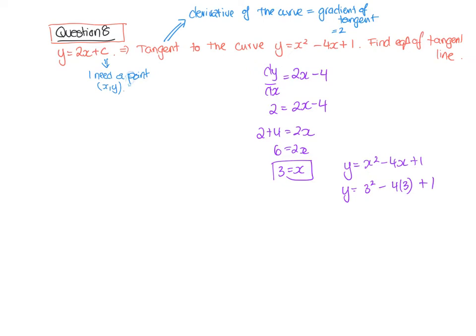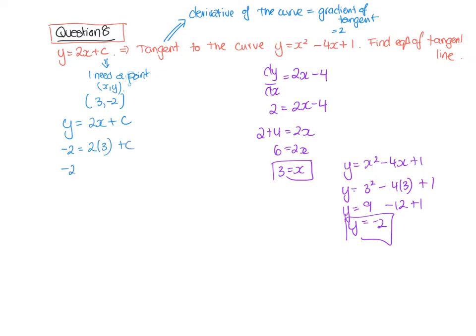So I end up with, what's that? That's 9 minus 12 plus 1. So y equals negative 2. So I now have this point over here. The point I have is 3 and negative 2. So into my tangent equation, y equals 2x plus c, I'm going to put those values so that I can work out what c is. So I get negative 2 minus 6 equals c, so negative 8 equals c. So the equation of the tangent is y equals 2x minus 8, and that's the answer.